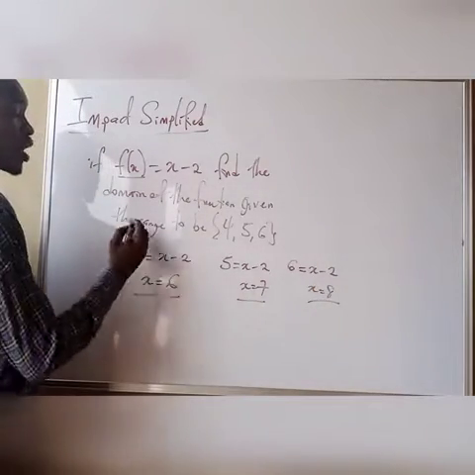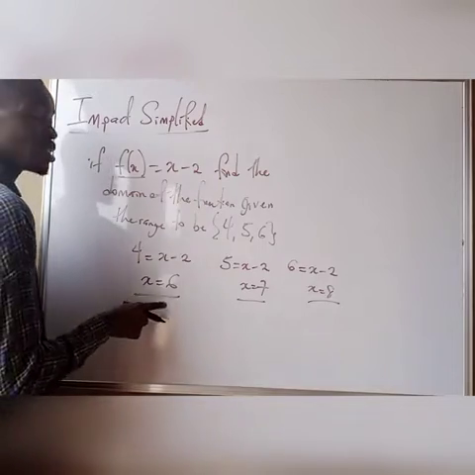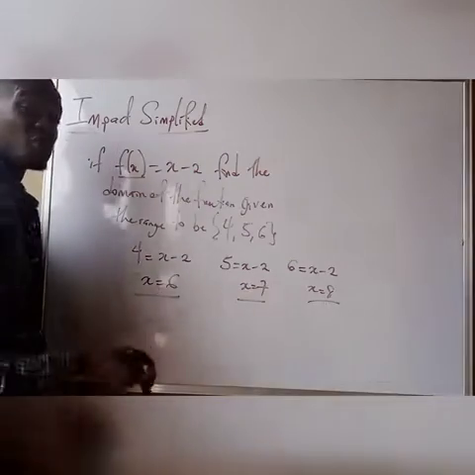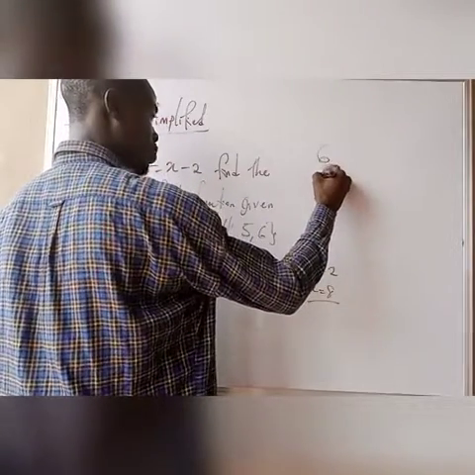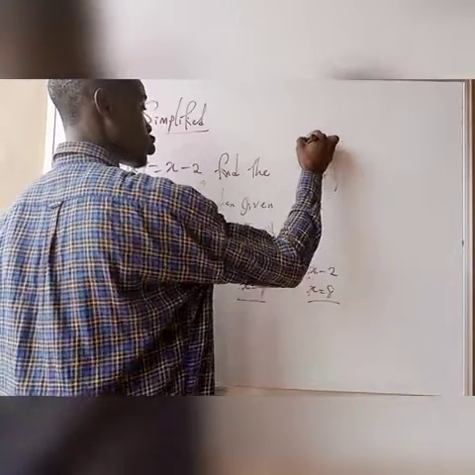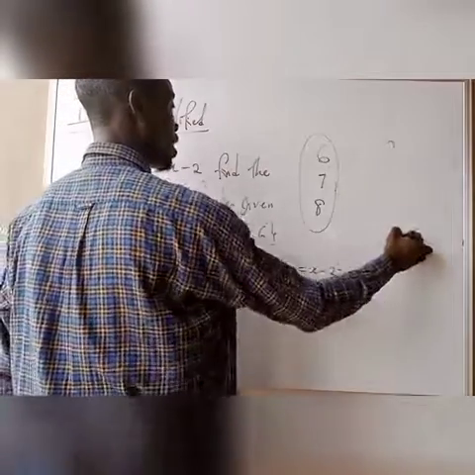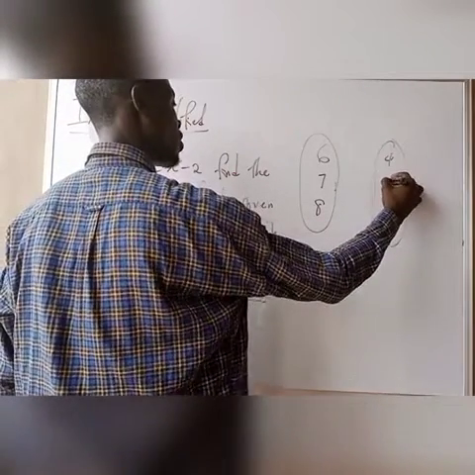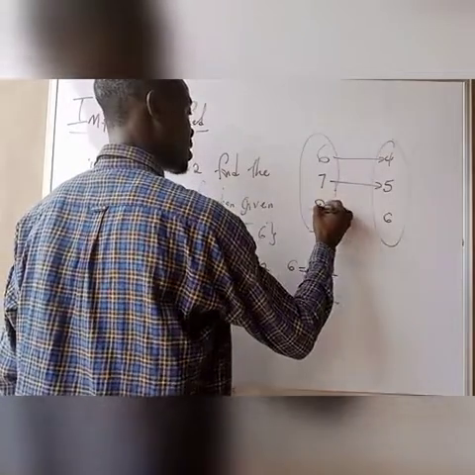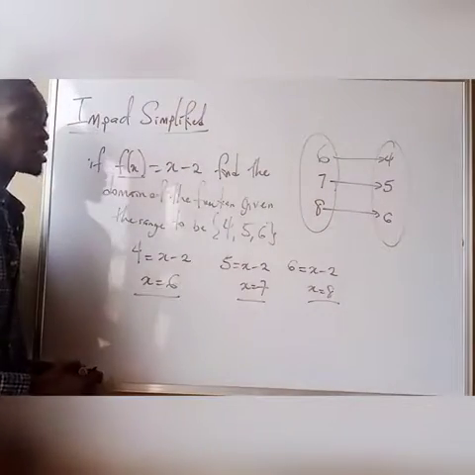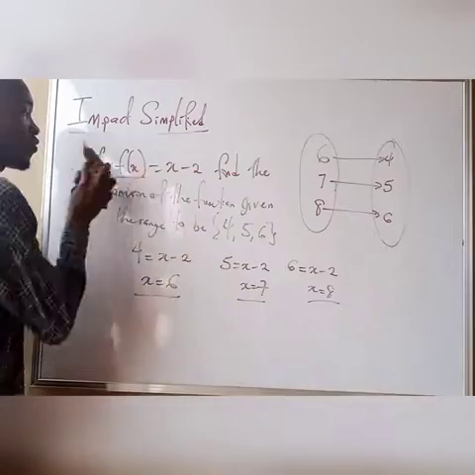So that means our domain is what? It is 6, 7, and 8, because they are the input variable. And if you want to draw it graphically, we have 6, 7, and 8 to be the input variable. And what will be your output variable? 4, 5, and 6. And we have it like this. And that is all for that.